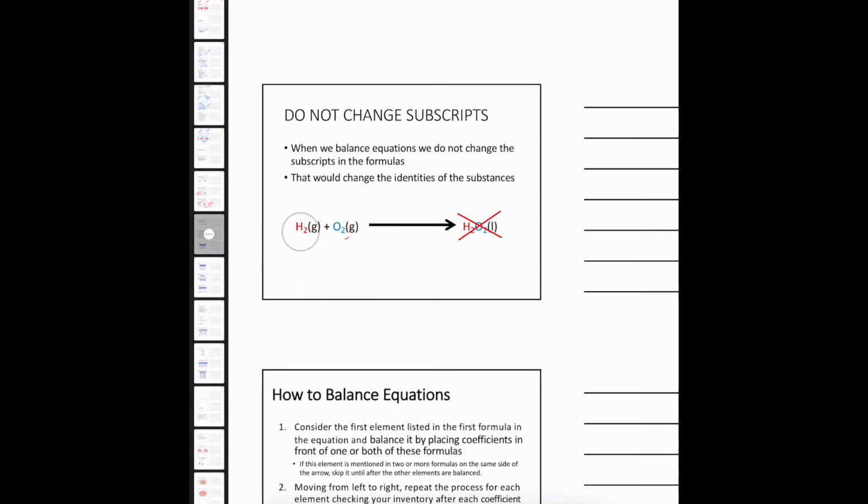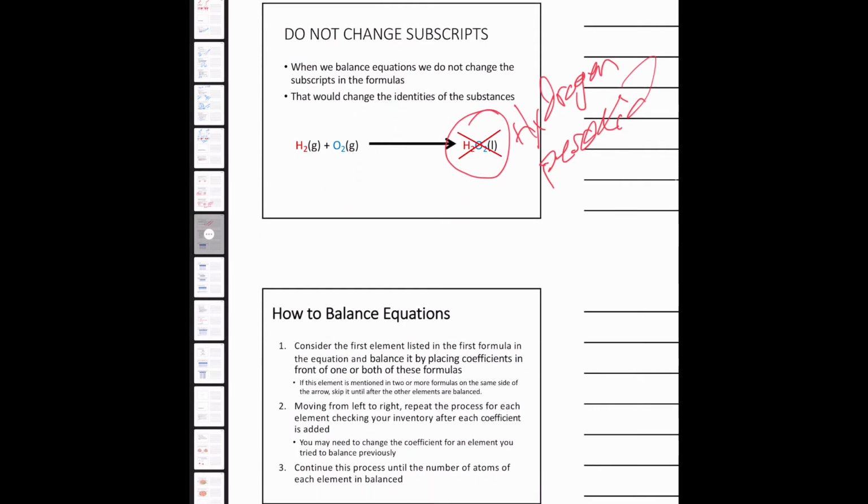Because, for example, once you add the 2 to the oxygen in the water molecule, so H2O2, this is no longer water. This is hydrogen peroxide. So the molecule is no longer water because we changed the molecular formula. So please do not change the subscript when you're trying to balance the equation. It might seem at first glance this is the easiest way to do it, but this is absolutely the wrong way to do it. Okay?